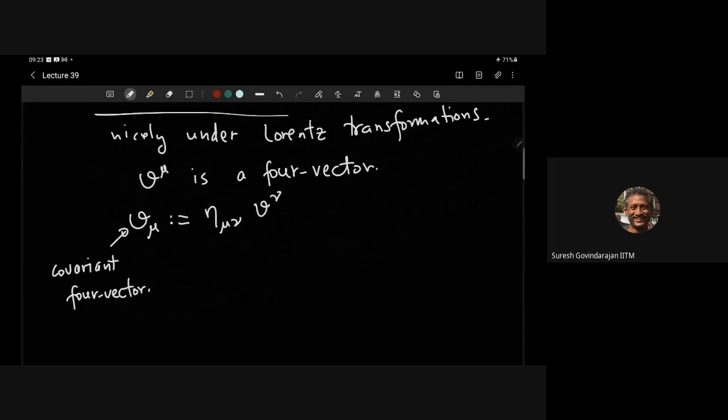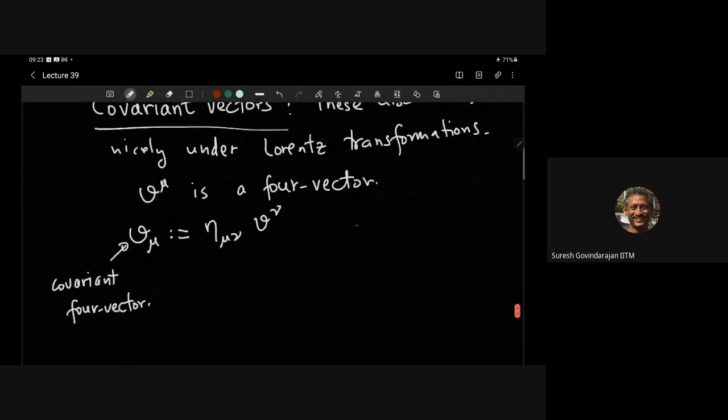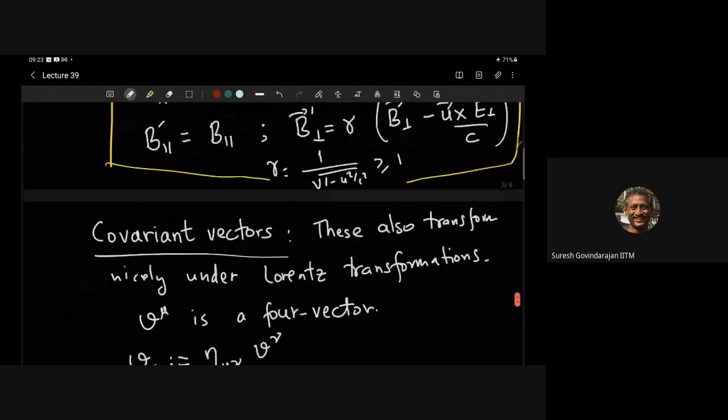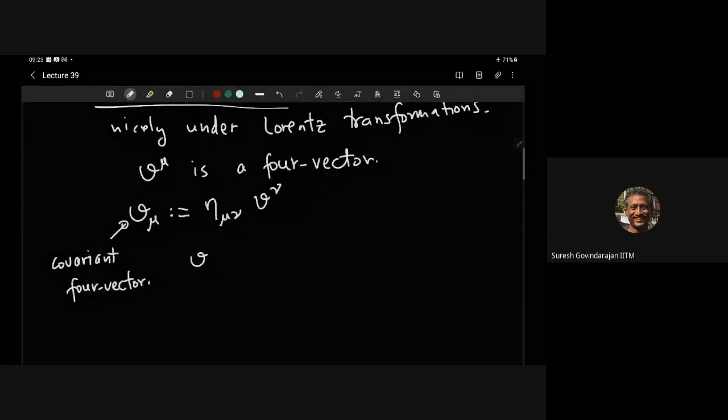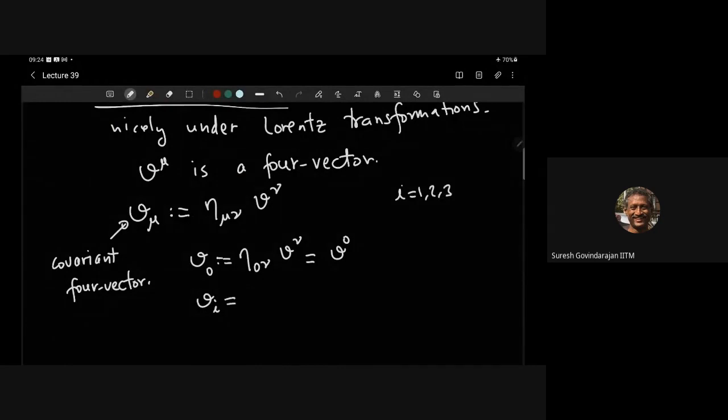Let's work out what V0 will be. V0 will be eta 0 nu V nu, but only eta 0 0 contributes, which is plus 1. So this is just V0. But what about Vi? Remember, i runs from 1, 2, and 3. It runs only over spatial indices, and this is equal, by definition, to eta i nu V nu. We know eta ii is minus 1 for spatial components, so this is minus Vi.